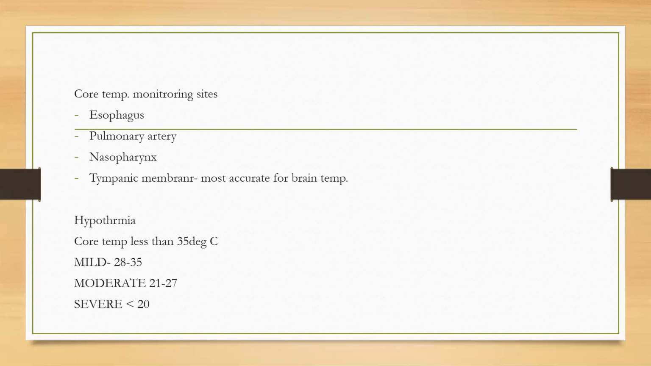These are a few core temperature monitoring sites, which include the esophagus, pulmonary artery, nasopharynx, and tympanic membrane, which is the most accurate site for brain temperature measurement. Hypothermia is when core temperature is less than 35 degrees Celsius. Mild hypothermia is when temperature is between 28 to 35 degrees Celsius. Moderate hypothermia is when temperature is between 21 to 27 degrees Celsius, and severe hypothermia is when temperature is below 20 degrees Celsius.